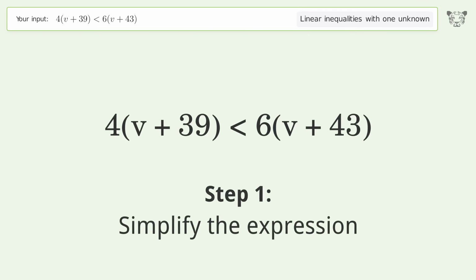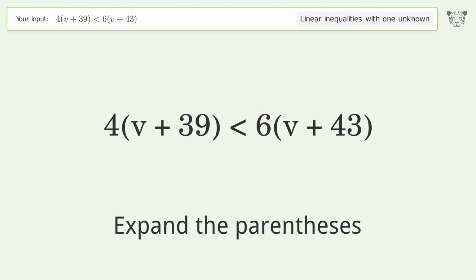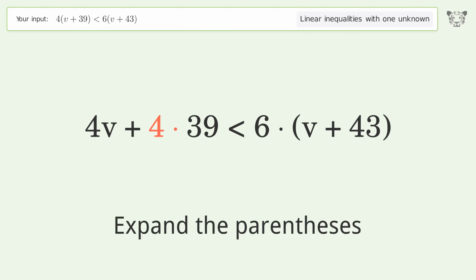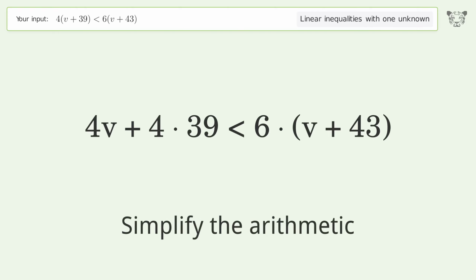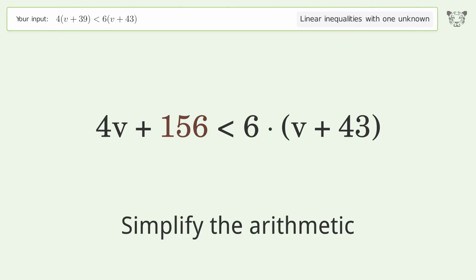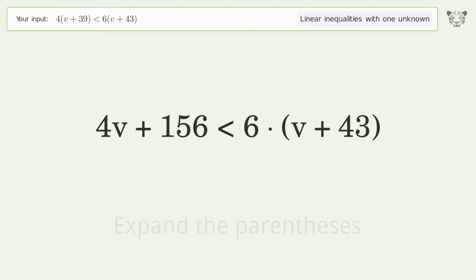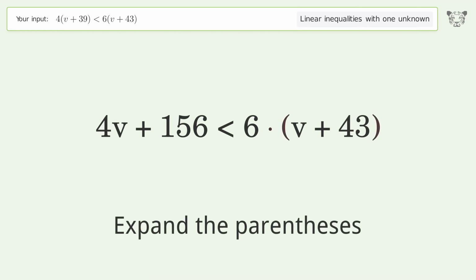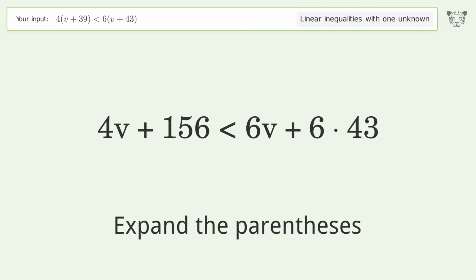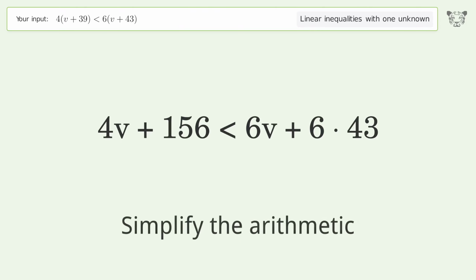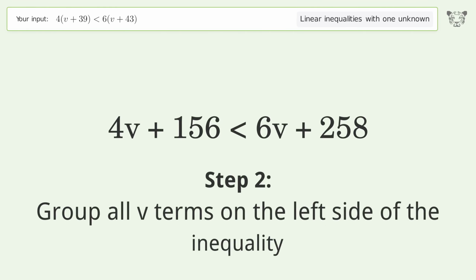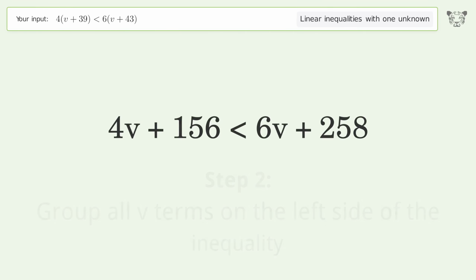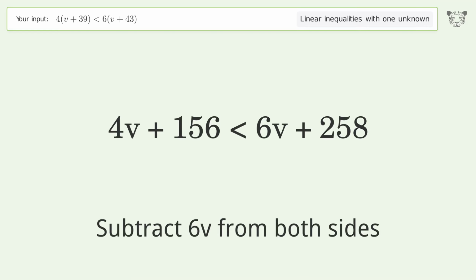Simplify the expression. Expand the parentheses. Simplify the arithmetic. Expand the parentheses. Simplify the arithmetic. Group all v terms on the left side of the inequality. Subtract 6v from both sides.